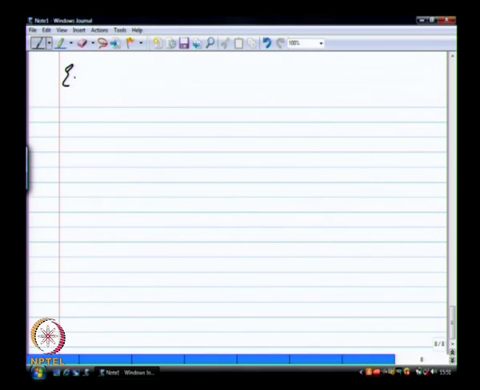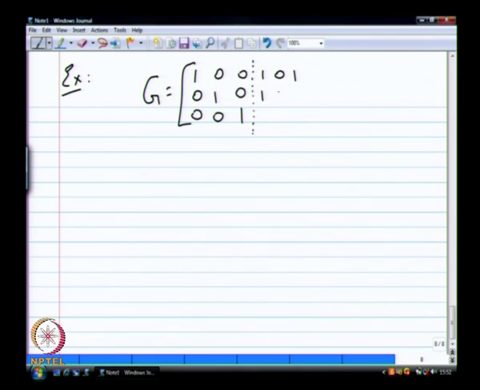Okay, so the first example, we will take G as 1 0 0 0 1 0 0 0 1, then I have this fictitious separator which is clearly not part of the matrix, I am just doing it as a separator, 1 0 1 1 1 0 0 1 1. So what are the various things you can infer by looking at this generator matrix? Systematic, okay. What are the other parameters that are of interest to me? k is 3 and n is 6, okay, good.